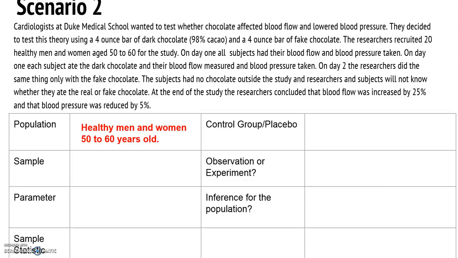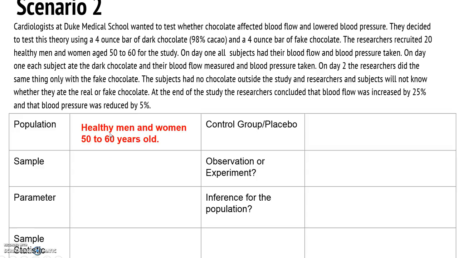On day 1, all subjects had their blood flow and blood pressure taken. On day 1, each subject ate the dark chocolate and their blood flow was measured and their blood pressure was taken. On day 2, the researchers did the same thing, only with fake chocolate. The subjects had no chocolate outside the study, and the researchers and subjects will not know whether or not they ate the real or the fake chocolate. At the end of the study, the researchers concluded that blood flow was increased by 25% and that blood pressure was reduced by 5%. All right, so what is the population of interest that we're looking at here?